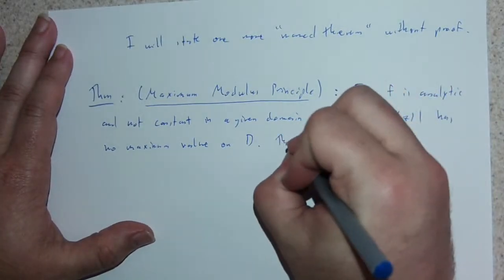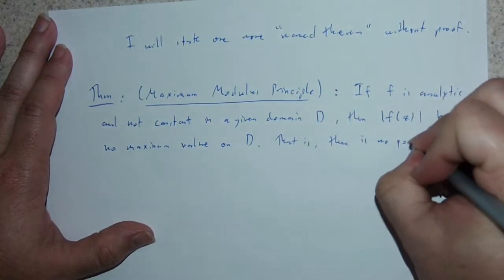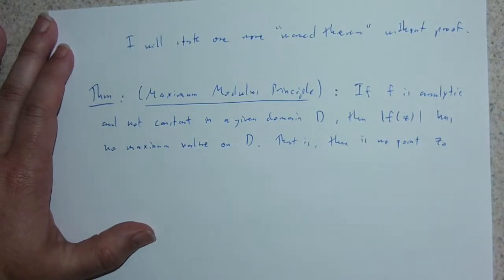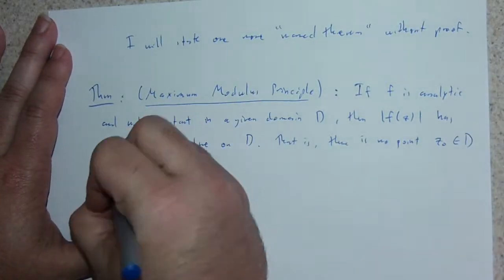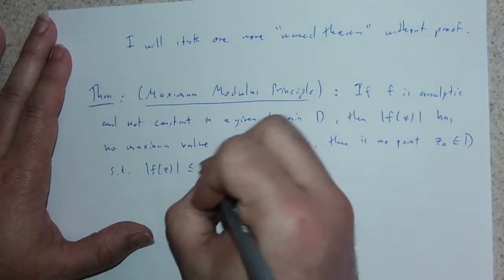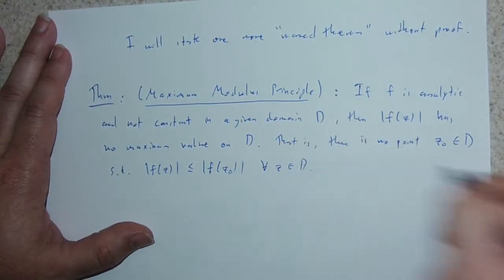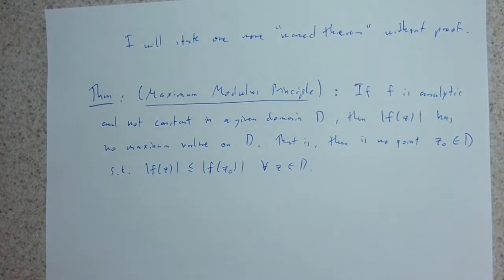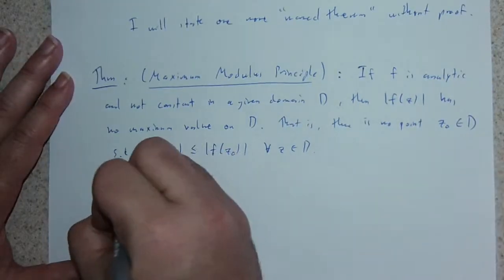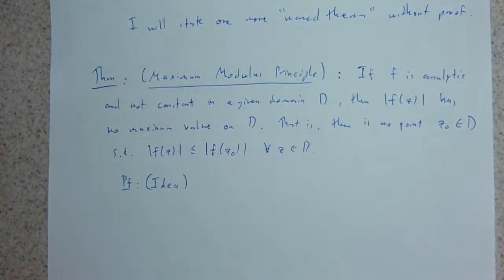That is, there is no point z0 in D such that the modulus of f of z is less than or equal to the modulus of f of z0 for all z in D. Okay. What is the idea? So let's just do the idea of the proof.